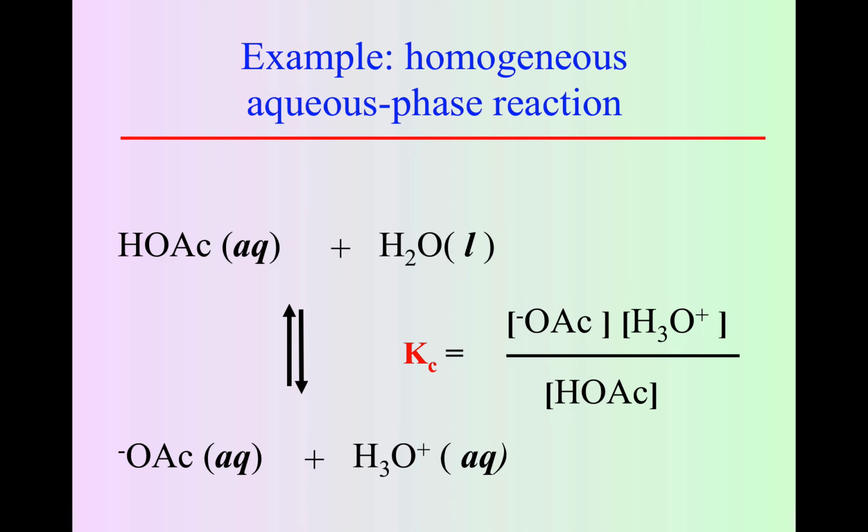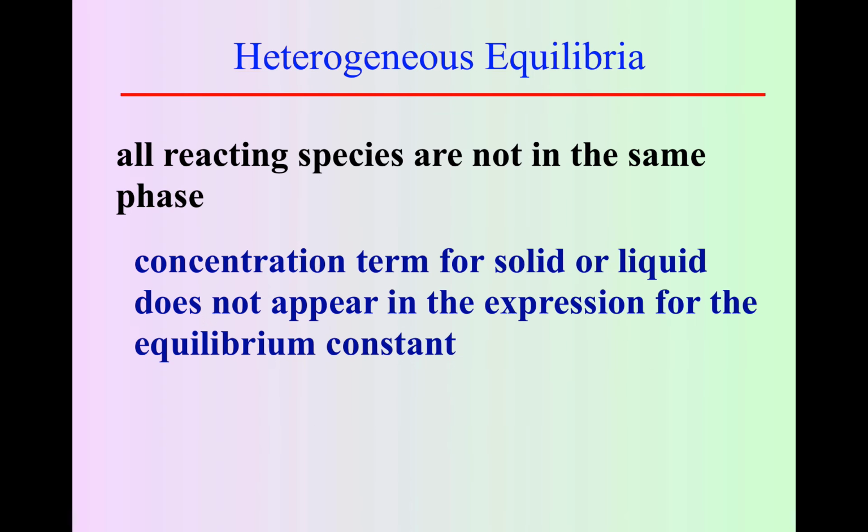So Kc is going to be equal to the concentration of the acetate ion times the concentration of the hydronium ion divided by the concentration of acetic acid. We leave water out of the expression. All right, so as we said just a minute ago, only aqueous things and gases can appear in equilibrium expressions. We don't put solids or liquid terms in the expression.